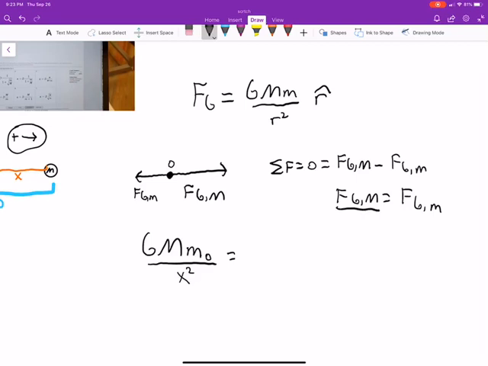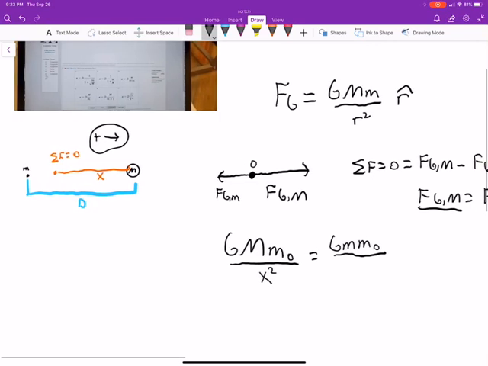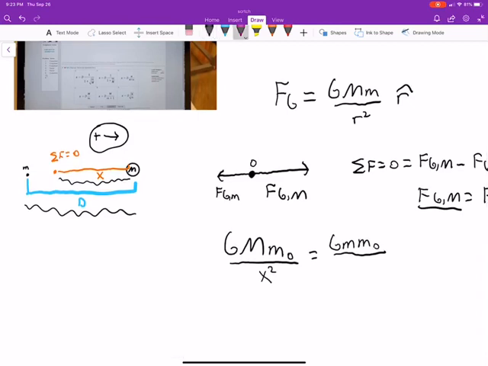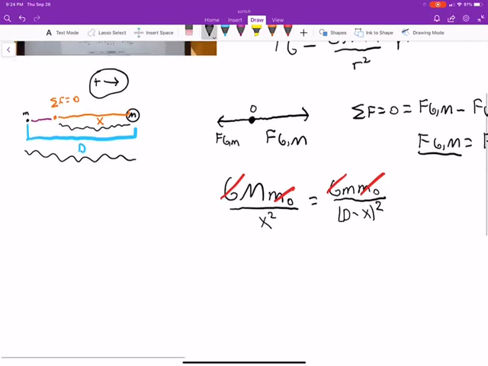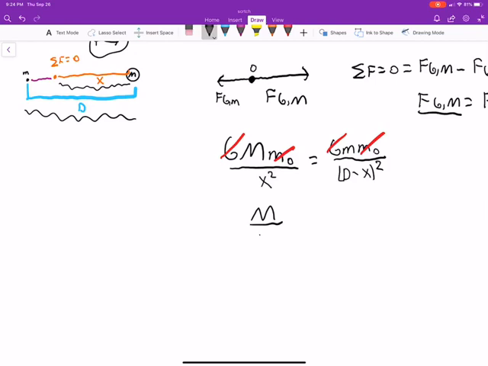Now we have to do the same thing for the moon. It starts off the same. G, little m, m naught, all over the distance from the moon to that point squared. Well, we know the whole distance is d, and this distance is x. So this distance must be d minus x, squared. Well, the mystery mass object, turns out we don't need to know it. That drops. Our G constant drops. And now we have big M over x squared equals little m over d minus x squared.